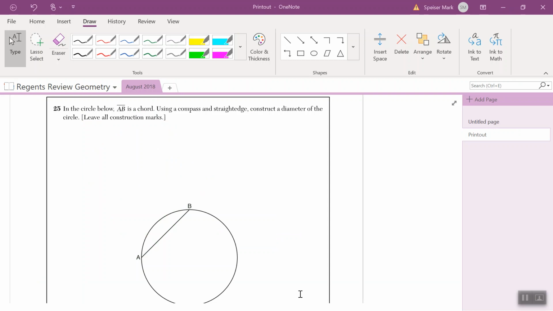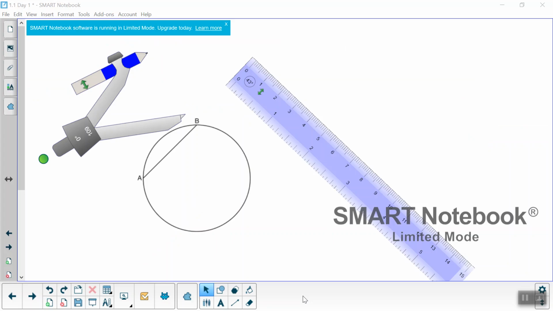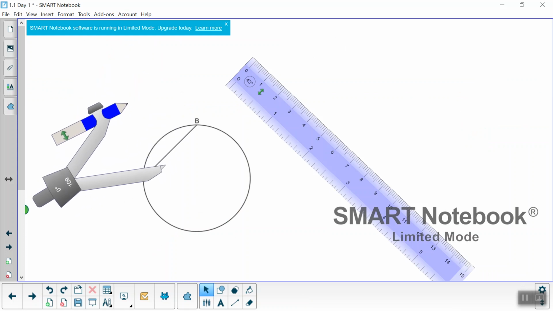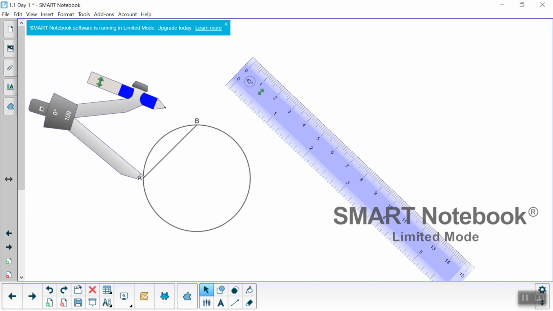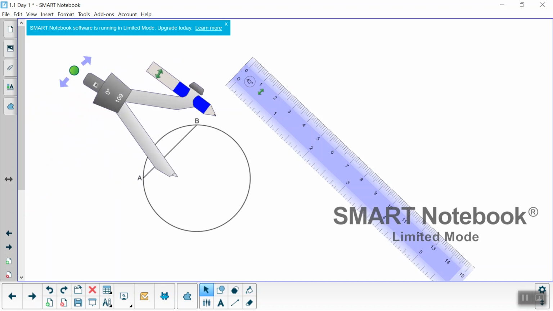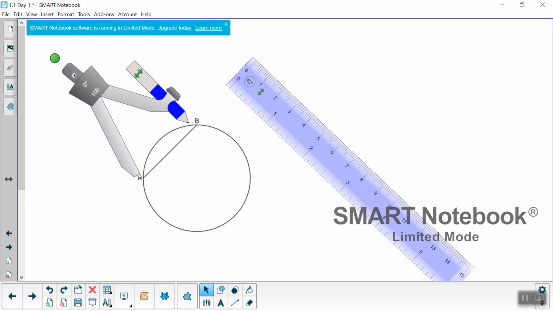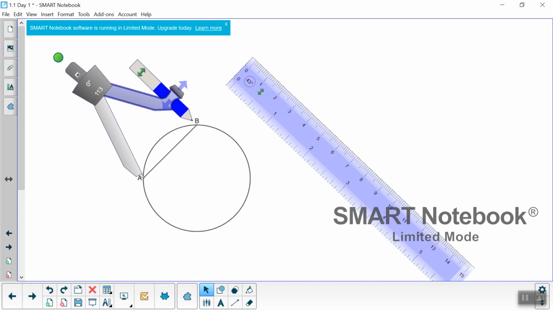The circle below, segment AB, is a chord. Using a compass and straight edge, construct a diameter for the circle. Leave all construction marks. Okay, so let's upload the circle. Here's our circle. Now we take the point of our compass, bring it to point A, open the compass to point B, make a mark.